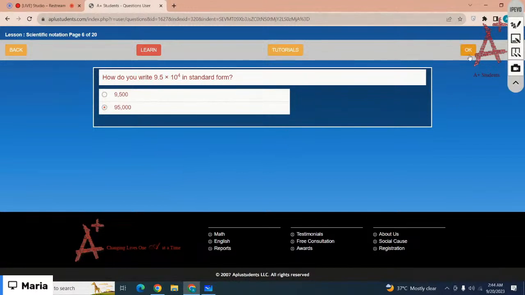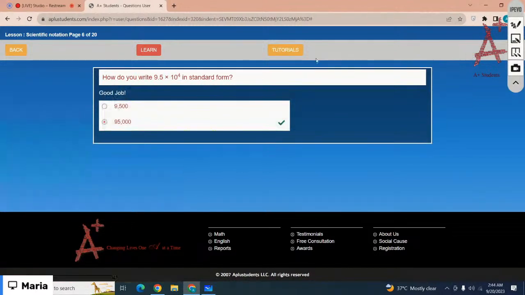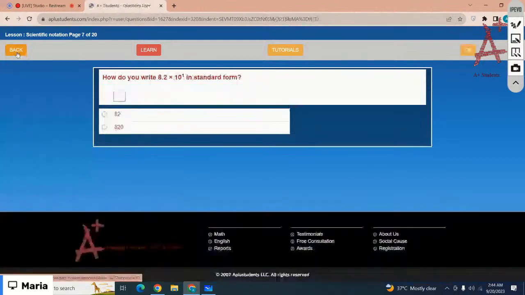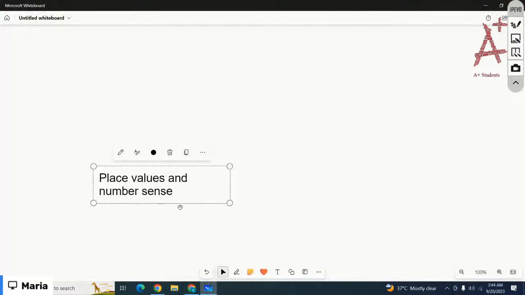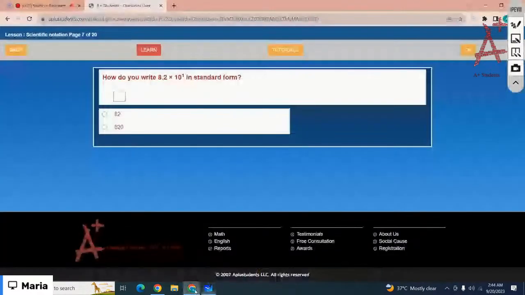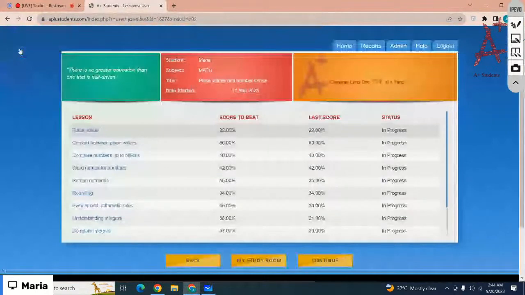Okay, you can complete the lesson by yourself later today. So we were working on grade 5 math. We're working on chapter 1, that is place values and number sense. The lessons we have covered from the chapter are understanding integers, compare integers, put them in order, and scientific notation, right?